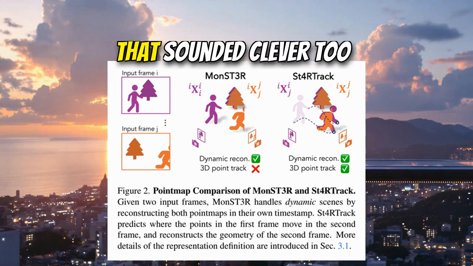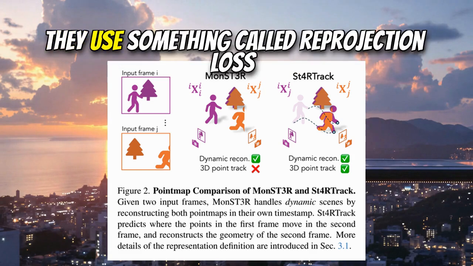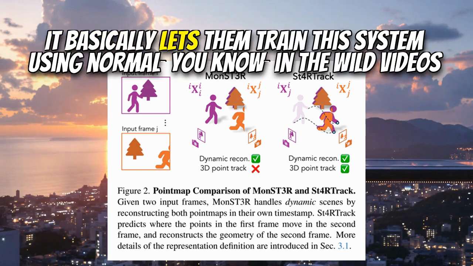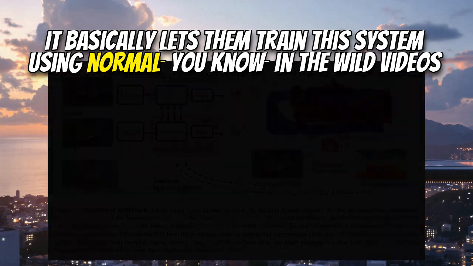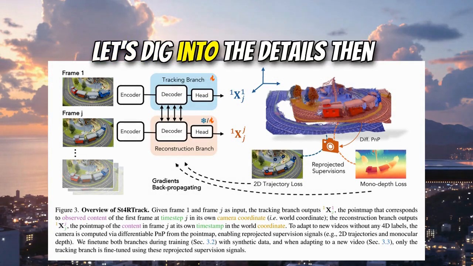And the training. That sounded clever too. Yeah, that's maybe the other big piece. They use something called reprojection loss. It lets them train the system using normal, in the wild videos without needing perfect 4D ground truth data, which is super hard to get. Okay, that's a great summary. Let's dig into the details then.